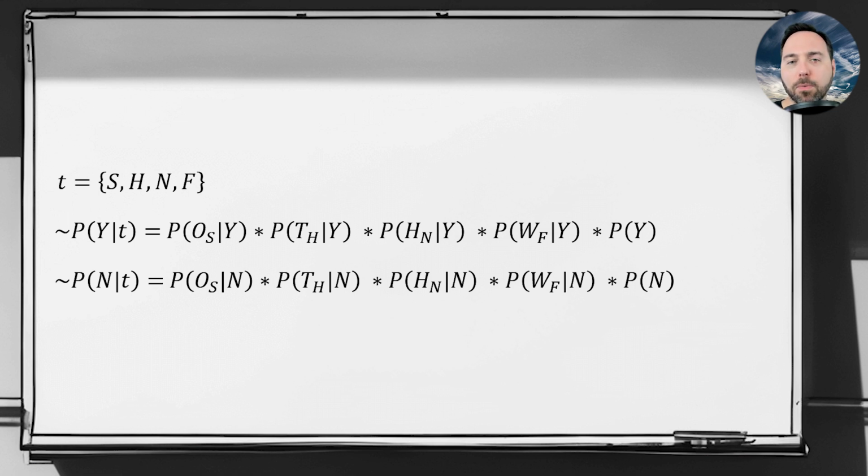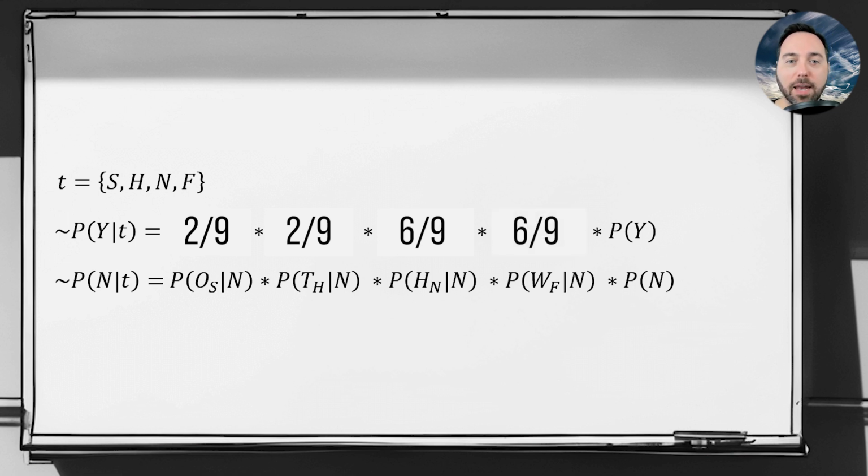For our top formula, we know that the probability of the outlook being sunny, given that we are going golfing, is 2 out of 9, so I can fill that in. The probability of temperature being hot, given that we are going golfing, is 2 out of 9. The probability of normal humidity, given that we are going golfing, 6 out of 9. And the probability of not having heavy winds, given that we are going golfing, is also 6 out of 9. Finally, our prior probability of going golfing is 9 out of 14.